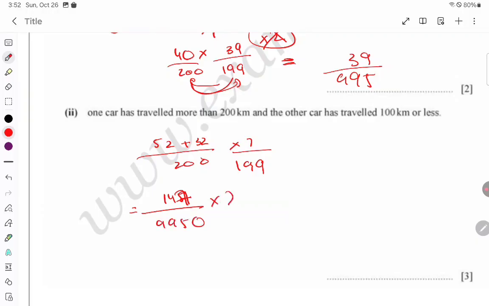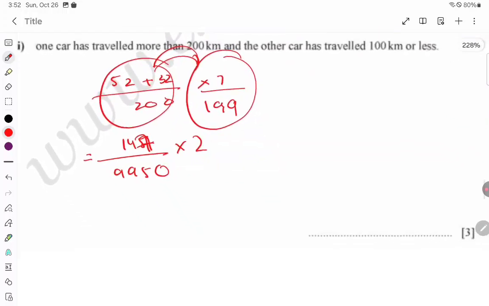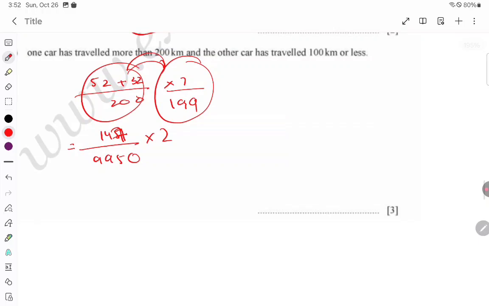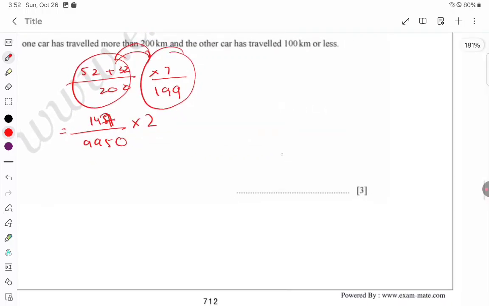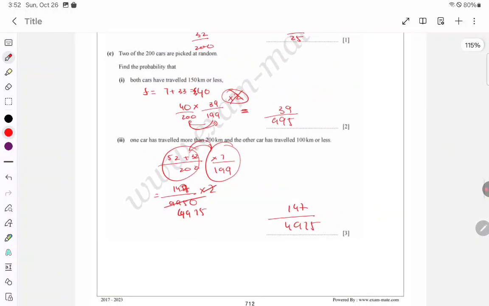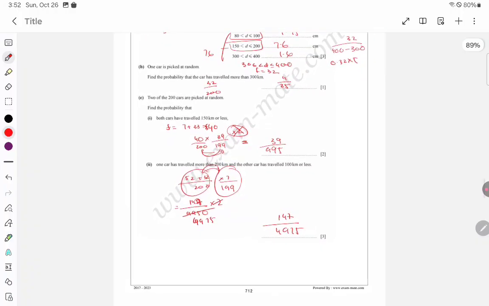and now we are multiplying by 2 because one car has traveled more than 200 kilometers and the other has traveled less than 100 kilometers. So this can be our first condition and this can be our second condition, or vice versa. So we are multiplying by the factor 2 and it will give you the value of 147 over 4975. So this is part 2 of C of question 33.